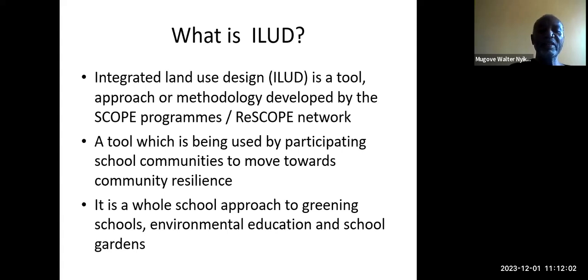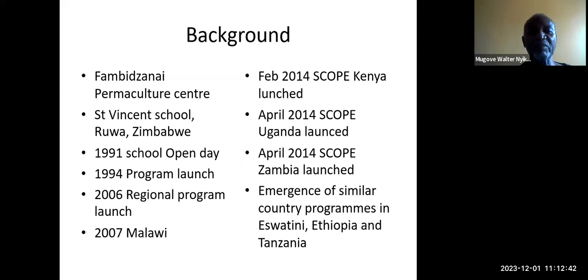achieve not only things like food sovereignty, but also empowering schools to deliver a better educational approach. So as we go along, we'll see how it is relevant to education among other goals. So this is a whole school approach to greening schools and to developing school gardens. I need to point out that this approach is very different from the conventional school gardens that we are familiar with.